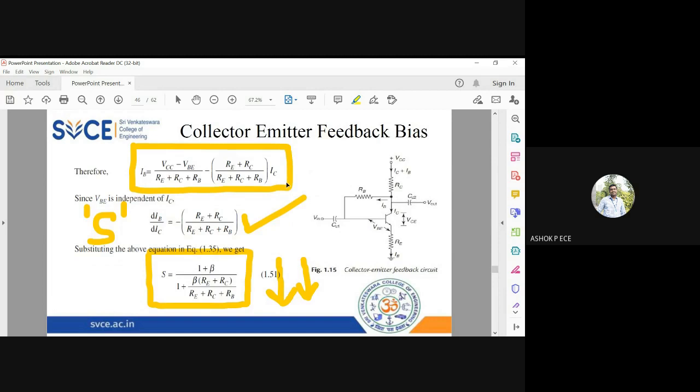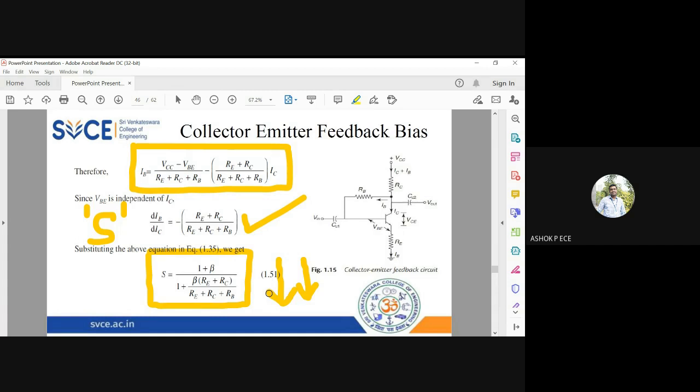When you compare the performance of the collector to base bias circuit separately and the emitter feedback bias circuit separately, combining both gives you a very good result in the form of a reduction in the stability factor. Remember, whatever biasing circuit you design, it should ensure that the stability factor is reduced. There is no use having a very high stability factor for a biasing circuit. A very high stability factor means the variation of collector current is very high, which is not required. So for any biasing circuit, the only requirement is that the value of S should be as small as possible.